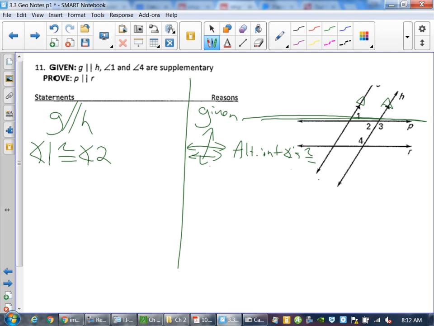Now, angle 1 and angle 4 are supplementary. So angle 1 and angle 2 are the same, right? Which means I can replace angle 2 with angle 1 anywhere I want. When you replace something, what do you use? Substitution.